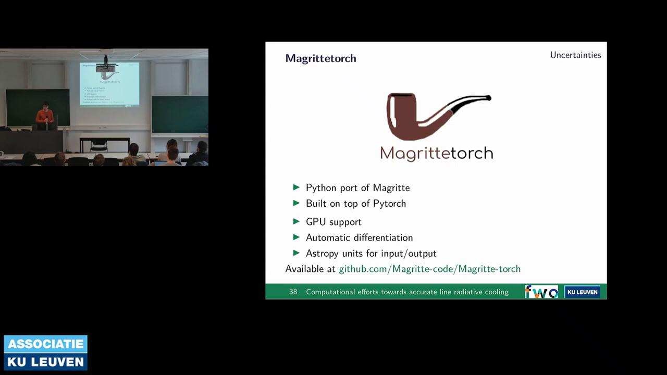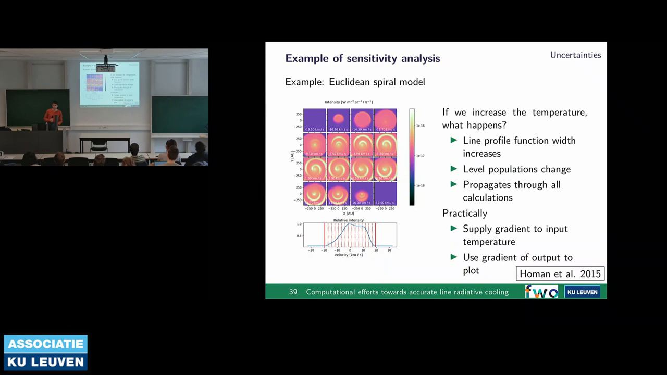So can we do sensitivity analysis? Yes, we can. So I've just plotted another model by Wachter. It's a Euclidean spiral model. It has some spiral density structure and some other things, but that's not important. The main thing is we can create an image from it.